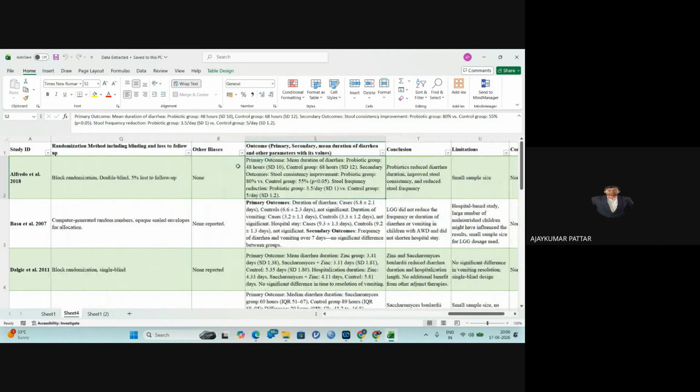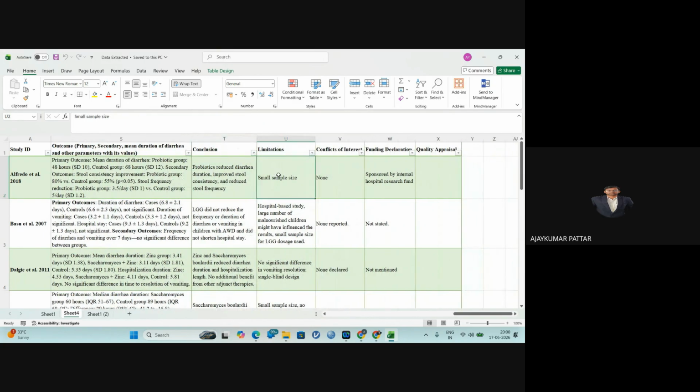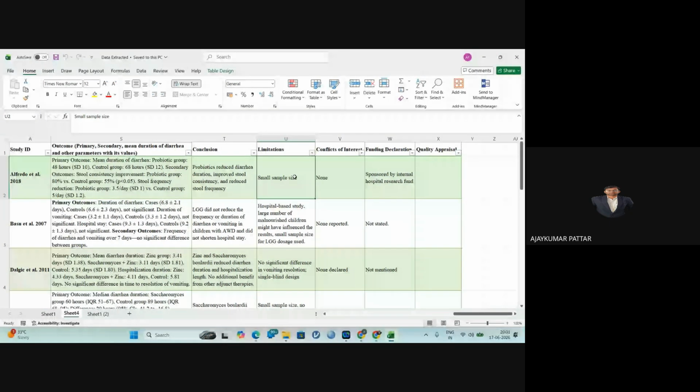Then the results of outcome and conclusion: what conclusion they have given, whether the probiotic reduces the duration of diarrhea or not. Like in the hypertension example, whether that paper says their intervention is reducing blood pressure or not. Then what limitations they have mentioned in their research paper. Many papers mention limitations, like we have a small sample size, or we were not able to do this particular thing. That limitation you have to copy paste or enter here.